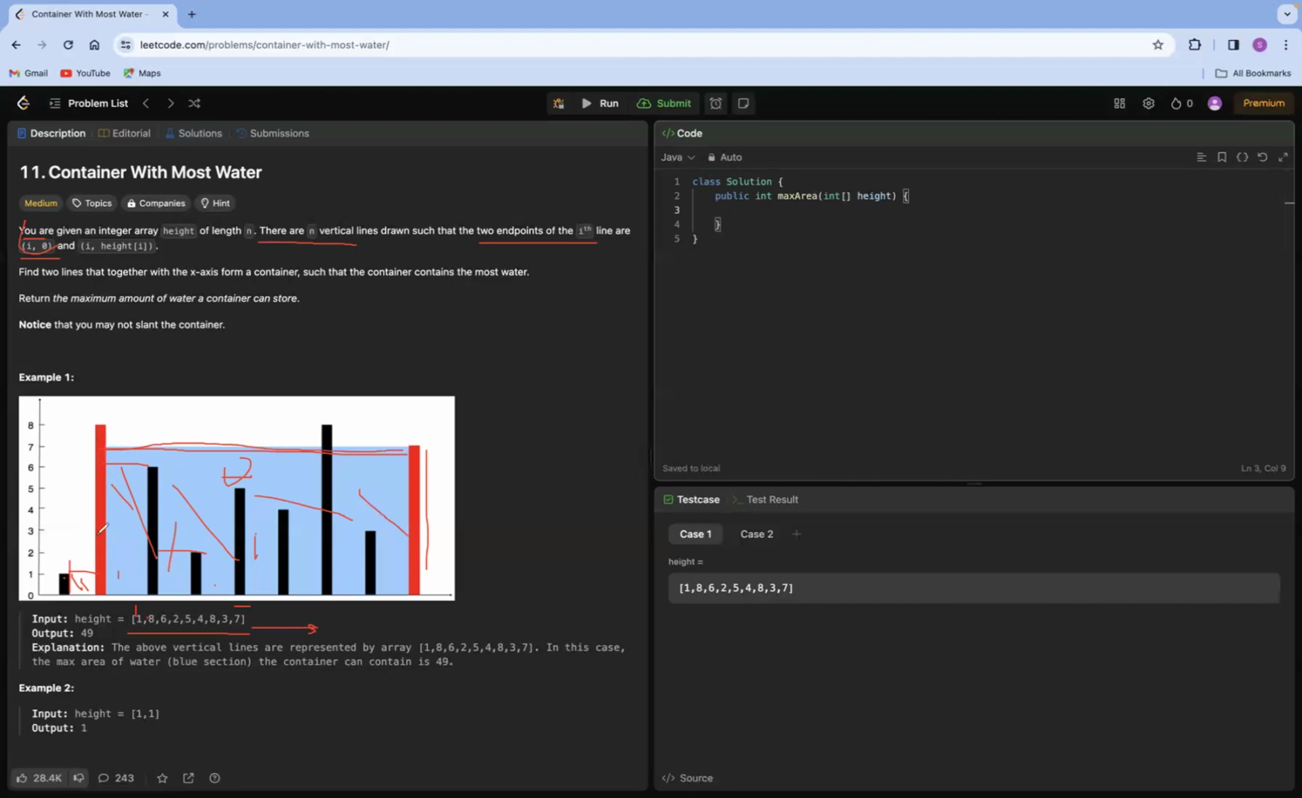In this scenario, you can see we have a line of height 8, and here we have a line of height 7. This clearly represents that between these two we can store the maximum amount of water. That is what they mean. So this 8 and this 7, between these two they will make the container.